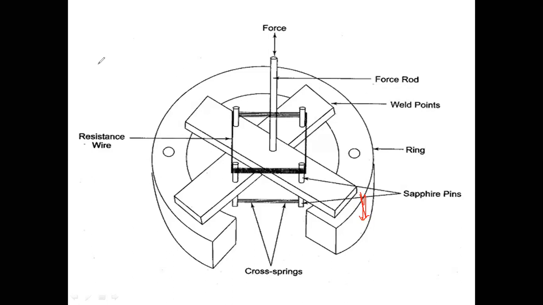So let us suppose there is a wire, a nickel wire, or strain gauge wire. There is another wire. So I am winding the wire like this. Again I will wind like this. Okay.